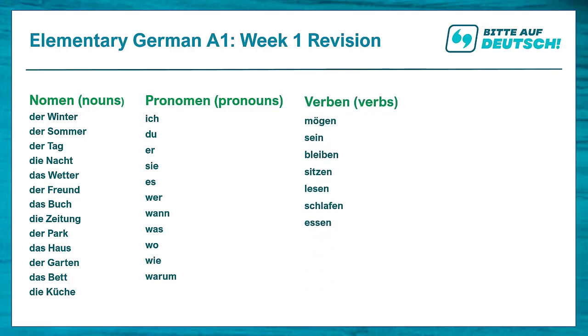The verbs that we have studied so far are primarily irregular verbs. Here we repeat the infinitive versions one more time. Mögen, sein, bleiben, this was our regular verb, sitzen, lesen, schlafen und essen.